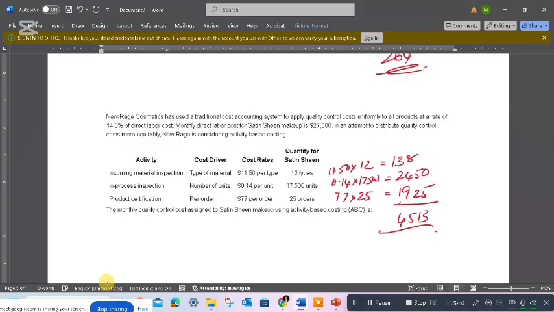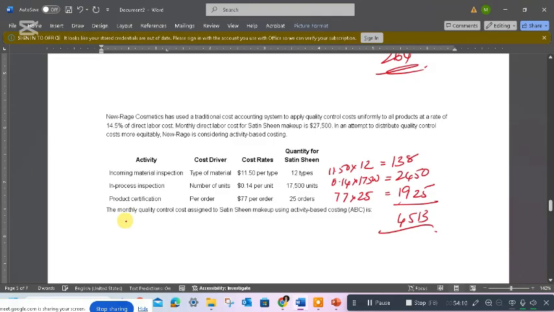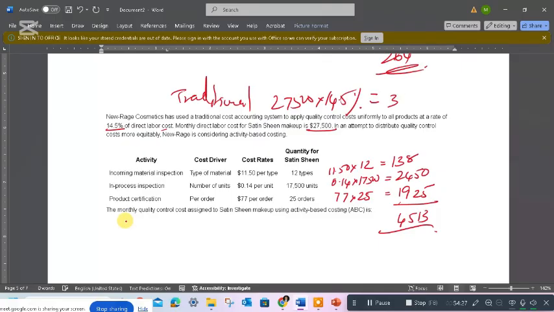Okay. If they use the traditional method, how much would be the answer? Because the options are higher than that one, lower than that one. That is also the answer, right? So let's find the traditional method. What they do, 14.5% of labor cost. How much is the labor cost? 27,500. So in the traditional method, 27,500 into 14.5%. How much is that? 3987.5. Right.